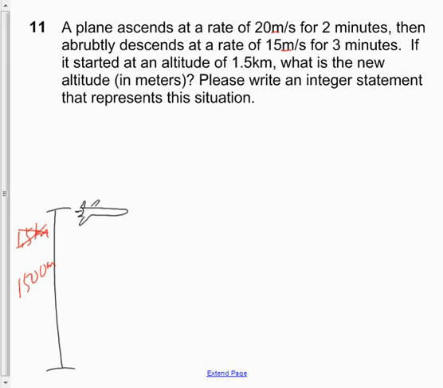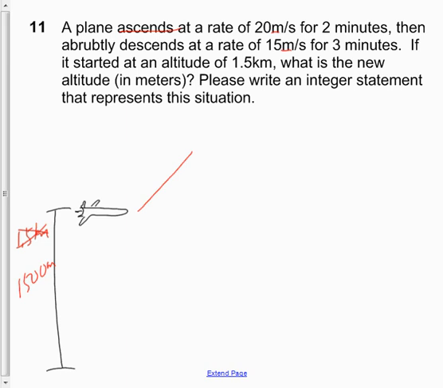Now then it says it ascends. Ascends might be one of those words you're unfamiliar with because as a grade 8 student, you don't get the opportunity to use the word ascend in a sentence very often, but that means goes up. And it goes up at a rate of 20 meters a second for 2 minutes.